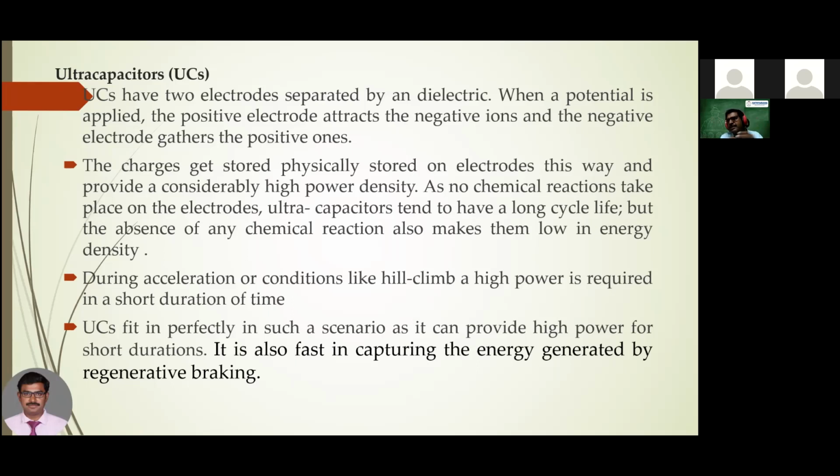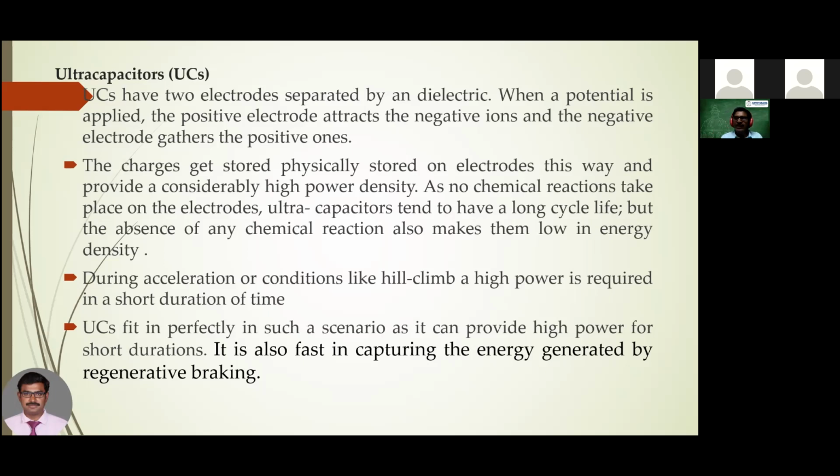If you want to increase the acceleration, I need to go by specific power. That means ultra capacitor. The perfect choice for that is an ultra capacitor. During acceleration, in conditions like hill climb, high power is required in a short duration. At that instant, you may need to go for an ultra capacitor as an energy source.